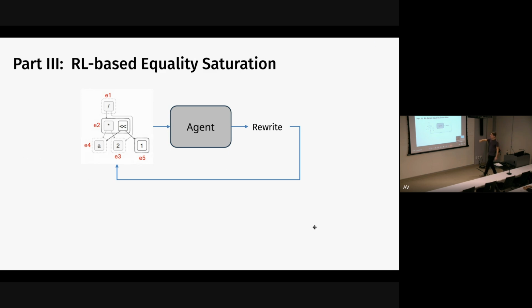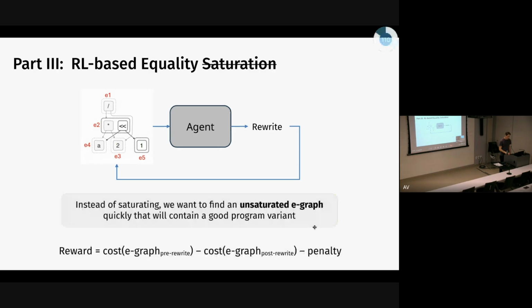We want to take the E-graph data structure that we've seen throughout this talk. We get an agent, and we want the agent to tell us what rewrite I should apply now on the E-graph, with the goal of not saturating the E-graph anymore, because if you saturate, it means you have all the possible program variants. The goal is to find a good unsaturated E-graph and to stop before you finish saturating. And the sooner you can stop, the better. Okay?